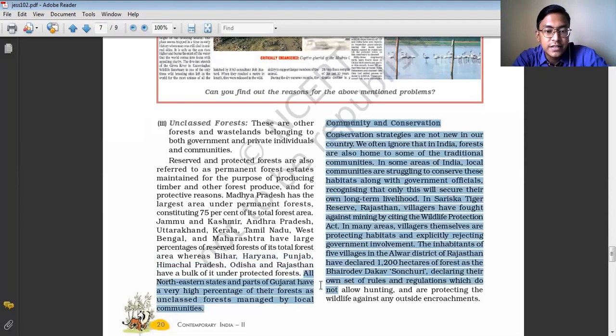All northeastern states and parts of Gujarat have a very high percentage of their forest as unclassed forest managed by the local communities.